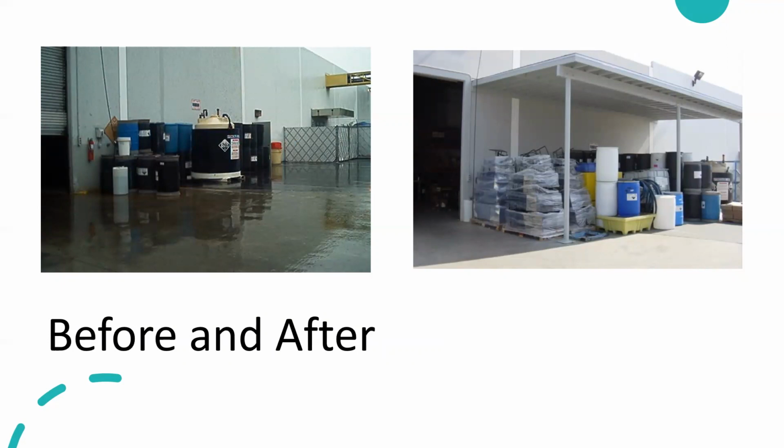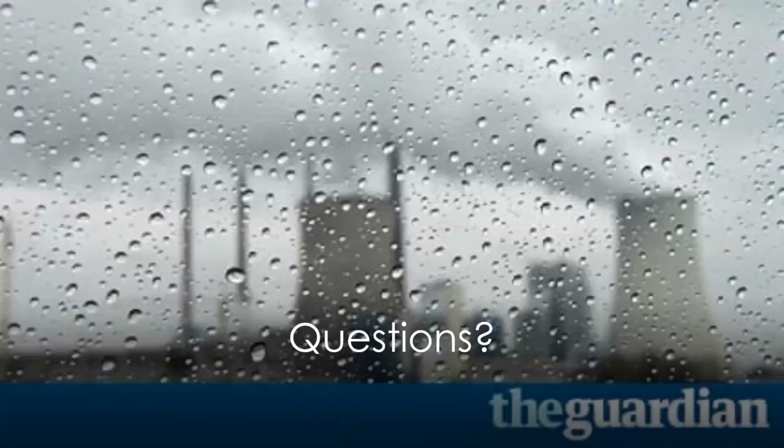Another one here, this was a super easy fix. They just added a roof over all of their storage that was outside. So that prevents stormwater from getting to it, which is great. So those are just 2 examples of some things you could do at your site. And at this point, I'm finished. And if y'all have any questions, I'm glad to take them.